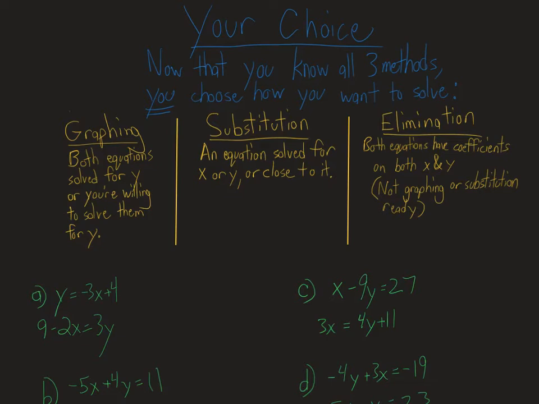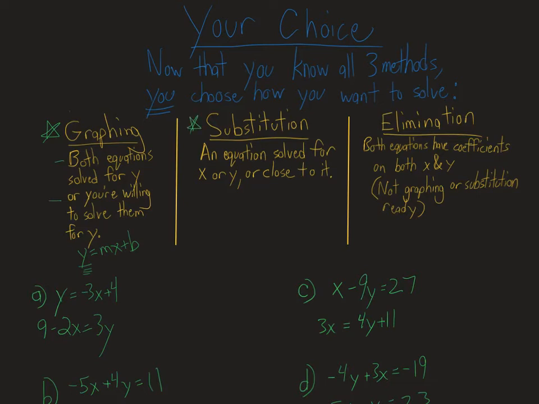Okay, so if you're looking at a problem, graphing would be an option if both equations are solved for y, or if you just want to solve them both for y. If you like graphing and you look at a problem and think you can get it solved for y on both equations, then that makes slope-intercept form, and you're good to go, right? y equals mx plus b. That's just solve for y. So if you want to solve both equations for y and you like graphing, you can use that method.